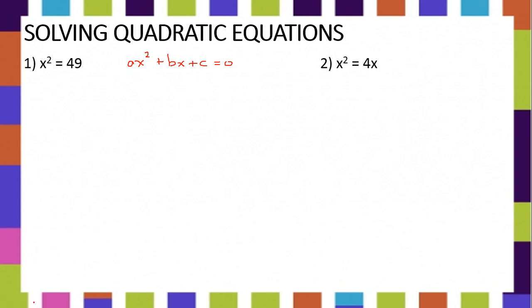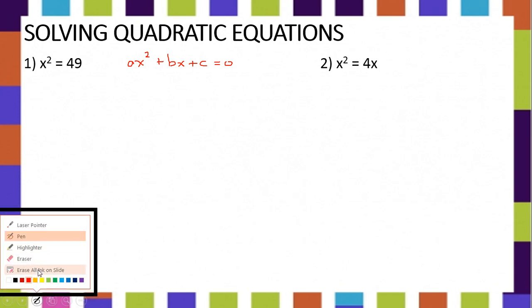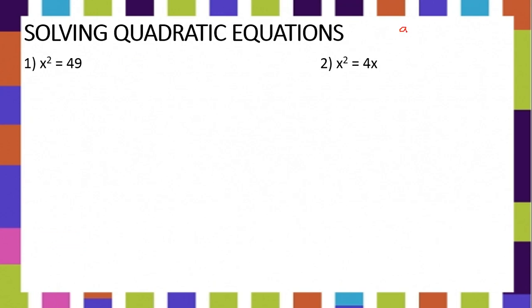So, iayos muna natin siya. Ito yung kailangan: ax squared plus bx plus c is equal to 0. Dapat ganyan yung itsura niya. Para maging ganyan yung itsura ng equation natin sa number 1, ililipat ko yung 49 sa kabila. So magiging x squared minus 49 is equal to 0.